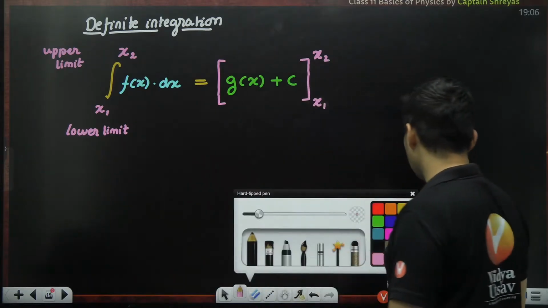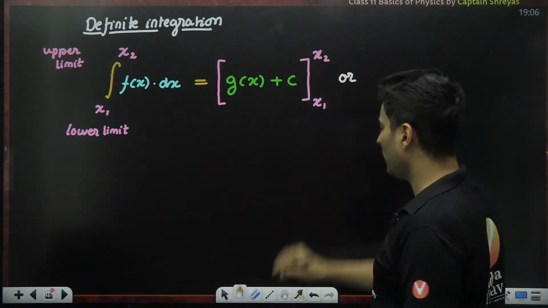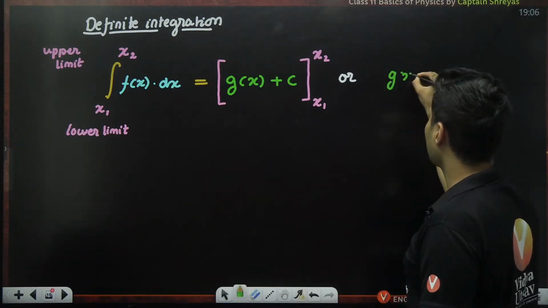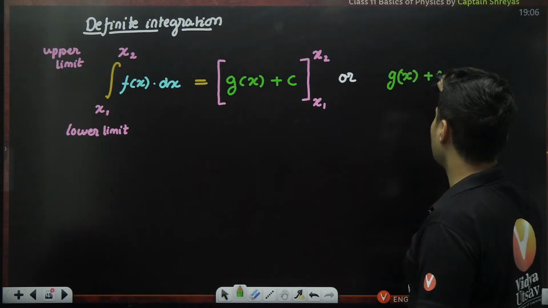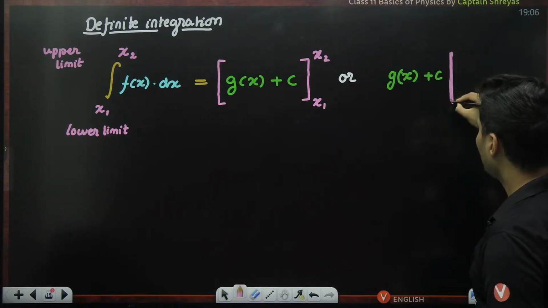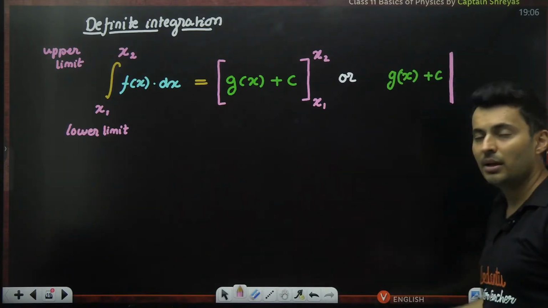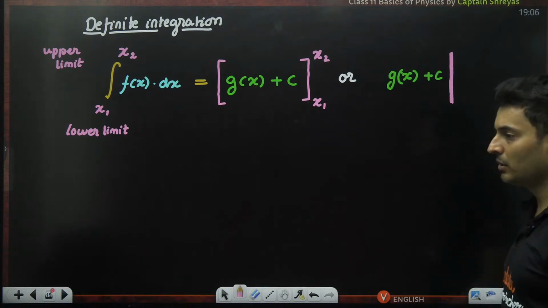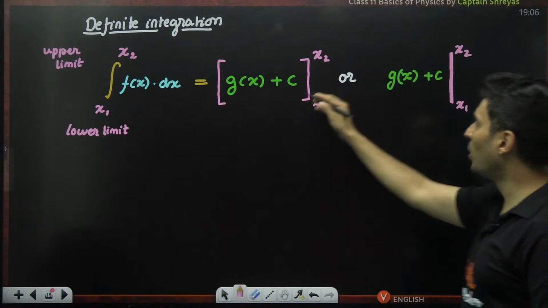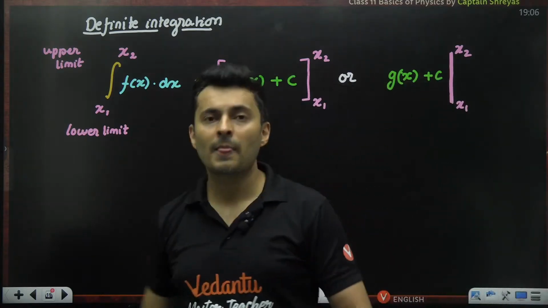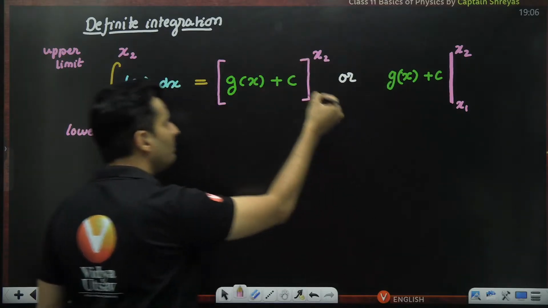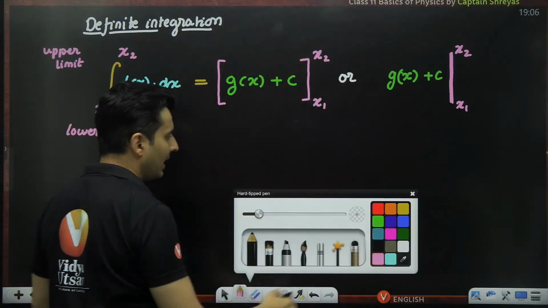This is one way of representing it, or the other way of representing it is sometimes like this: g of x plus c. And some books also use this big line. It should not look like a small line, or else you will confuse it for the numeric 1, and put x1 and x2. Both have exactly the same meaning. What it means is, you put the value of x2 here and then put the value of x1 here and then subtract both of them.